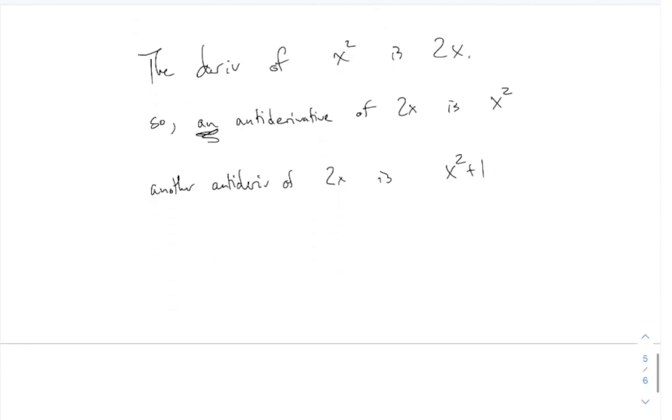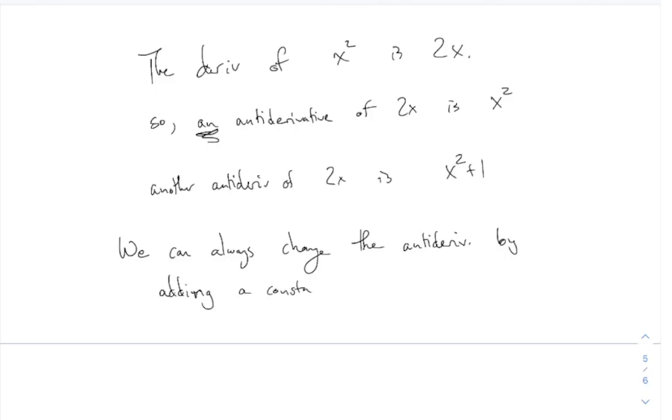And in fact, this is a persistent annoyance when you're doing the antiderivative, but we can always change the antiderivative by a constant, by adding a constant. There I just added 1 to it. There's nothing special about 1. It could have been any constant that I added on. So we can always change the antiderivative by adding a constant, and we get another antiderivative. And we'll get another antiderivative. Another.